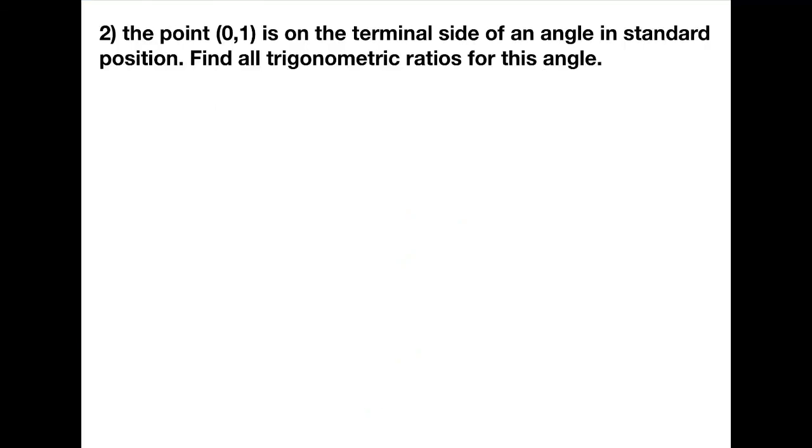Next question says the point (0, 1) is on the terminal side of an angle in standard position. Find all trigonometric ratios for this angle. So again, this question is similar to the previous one. Let's draw a shape and see what goes on here. So the point here is (0, 1). So (0, 1) is this point on the y-axis.